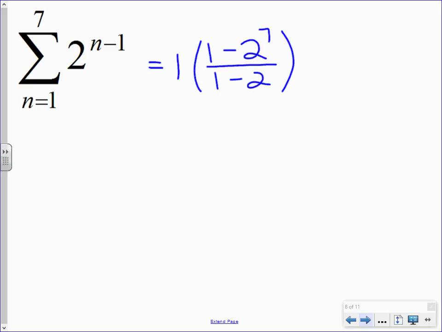Did you get there? 254 and 127. 127, are we getting that?